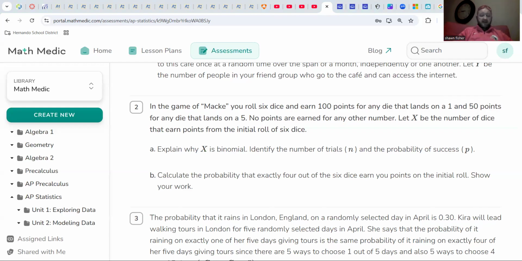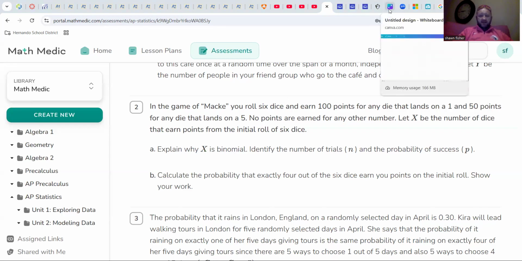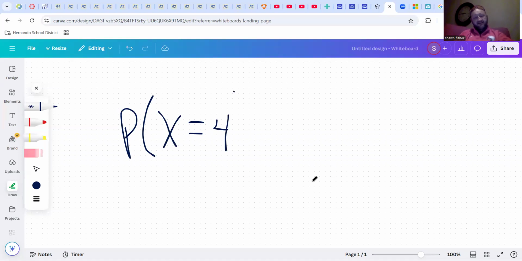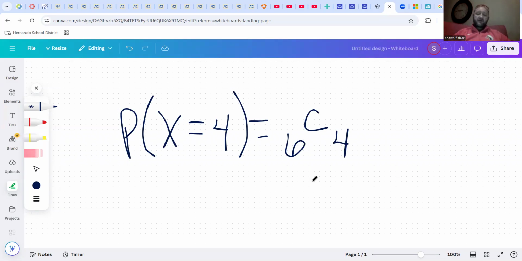It's a binomial process, so let me go to my scratch board over here. So the probability, hopefully you can see this, that x equals 4. That's what that looks like. We've written that before, okay? Well, that's going to be equal to, I've got 6 total chances, and I'm going to choose 4 for this scenario to be successful, right?